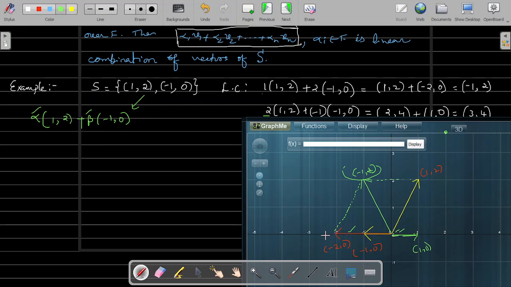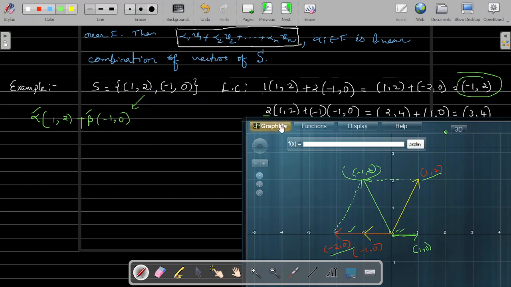Let us scale this vector. Okay, so it comes to be (-2, 0). Now add these two new vectors, one is (-2, 0), one is (1, 2), using the parallelogram law of addition. So this goes to (-1, 2). The same thing is obtained here. So (-1, 2) is obtained by one of the linear combinations of these vectors (1, 2) and (-1, 0).